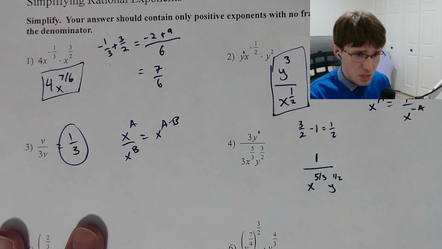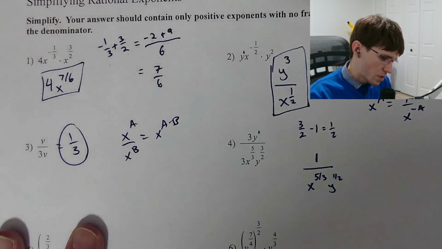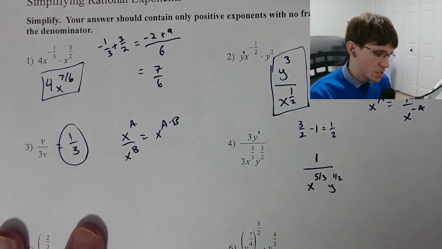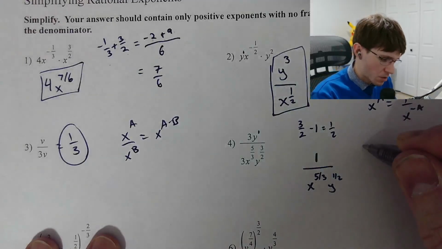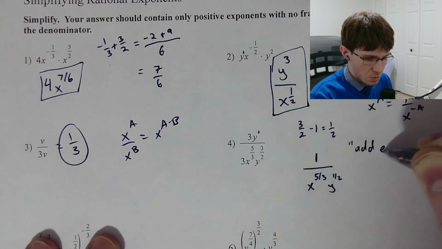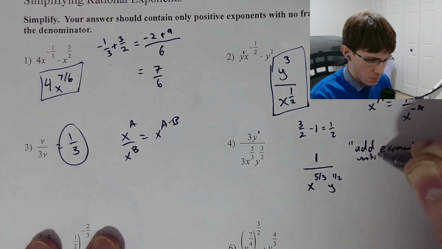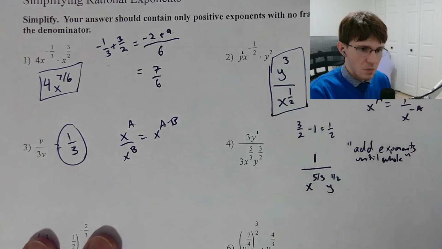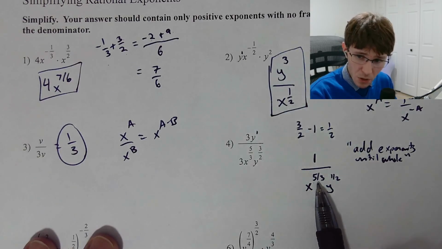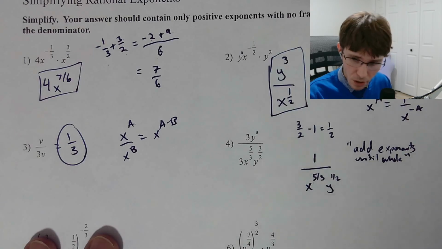Now, personal opinion, this is going to be enough for this, but this is no fractional exponents in the denominator. Anytime that's the case, you need to, in quotes, "add exponents until whole number." So what I mean by that is 5 over 3 would become a whole number if I just had one more 1 over 3, because then it'd be 6 over 3, which is 2.